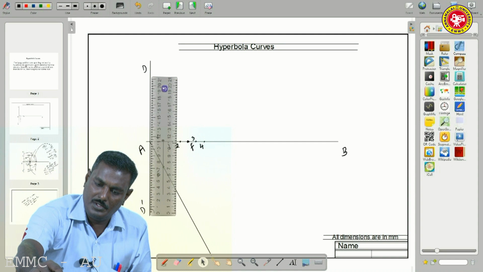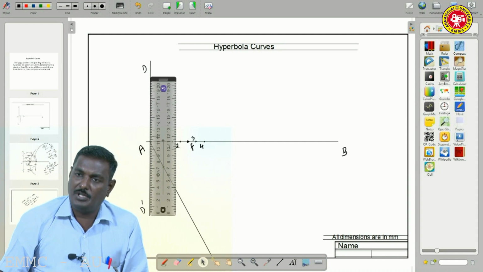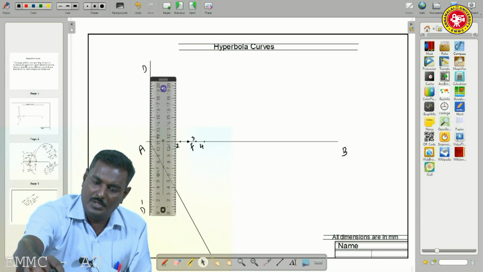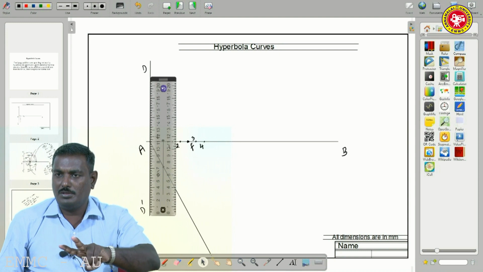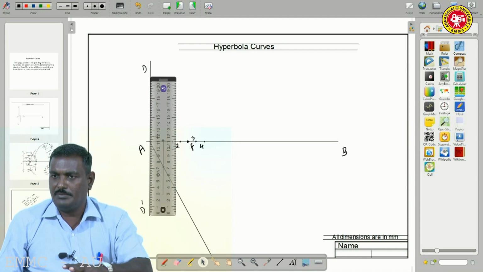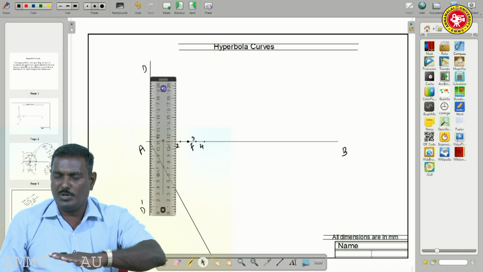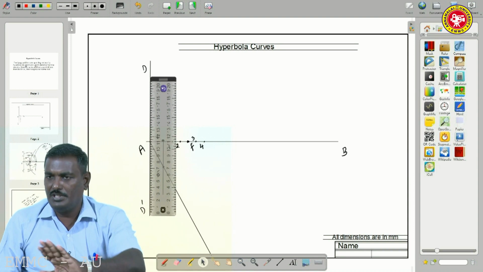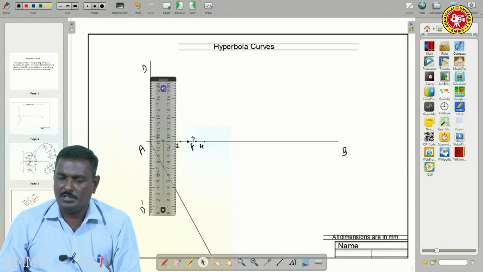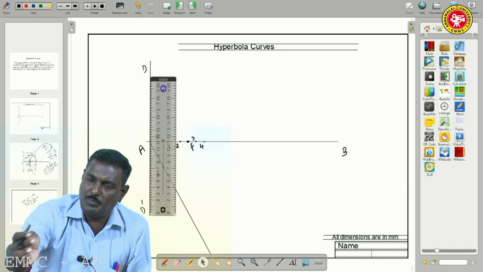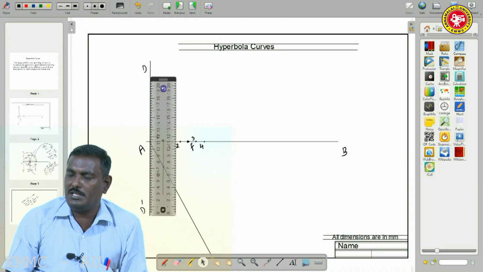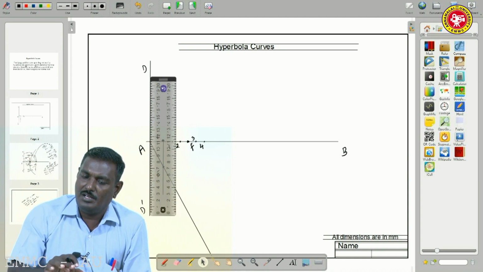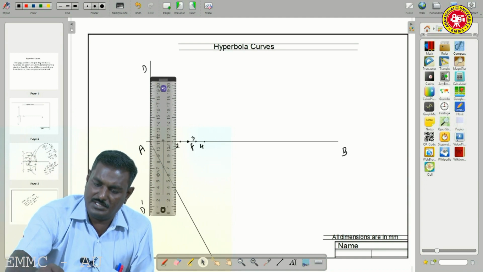Here I am not using a mini drafter, but in actual practice please handle a mini drafter. In a mini drafter we have two scales mutually perpendicular to each other. Once you put one scale parallel to any one of the lines, the other scale is perpendicular. That way you draw perpendicular and parallel lines. But in this software that is not available, which is why I am using a scale for all types of constructions.